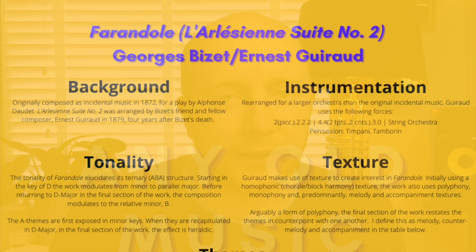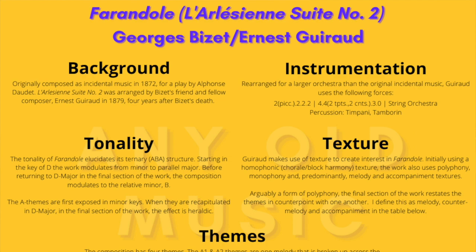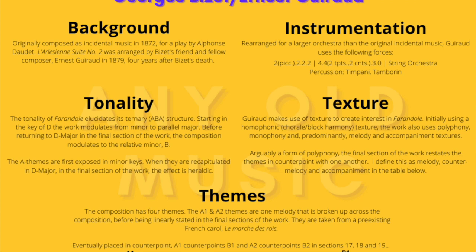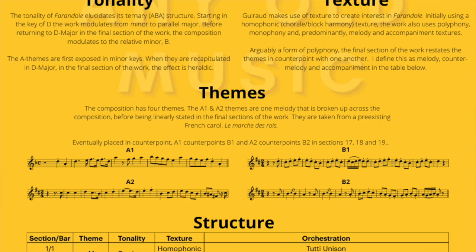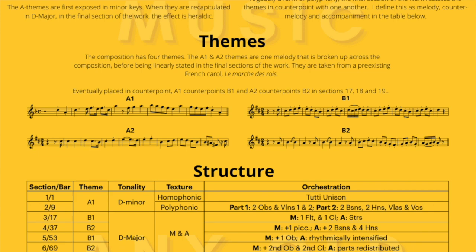In my previous video, we took a look at Bizet's second L'Arlésienne Suite, which was arranged by Ernest Guiraud, a close friend and contemporary composer of Bizet. Paying particular attention to the last movement of the work, we analysed the Farandole. In that work, we identified a reliance on the orchestra and larger scale tonal shifts for variety, as well as playing around with texture and simple but highly effective juxtapositions of melodic material.